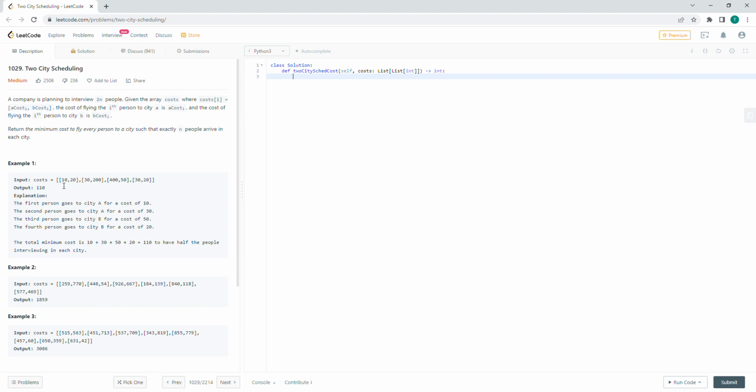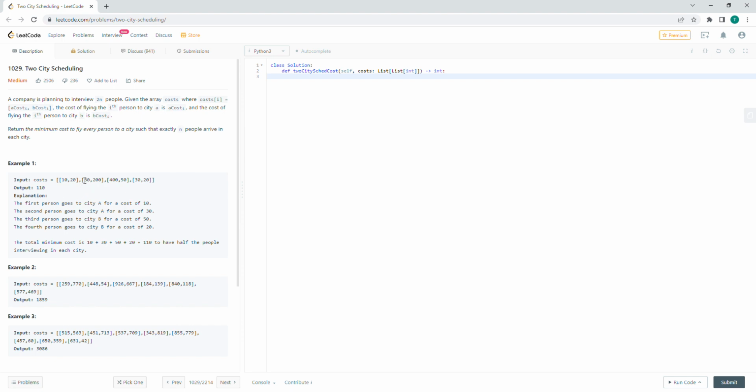Alright. So we have example 1 where we have the array cost here, and we want to find the minimum cost to fly every person to a city such that n people arrive in each city. Meaning that in example number 1 here, the first person has the A cost being 10, the B cost being 20, that means that we fly basically this person to city A with a cost of 10.